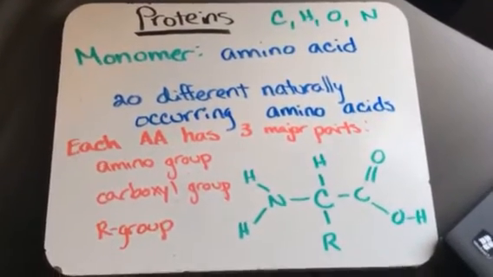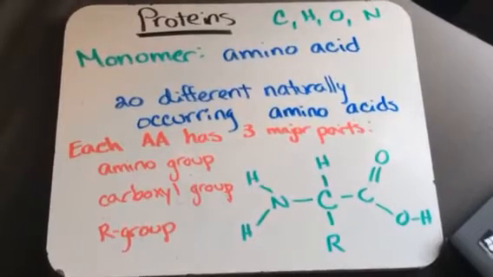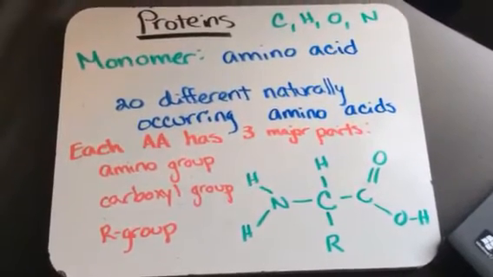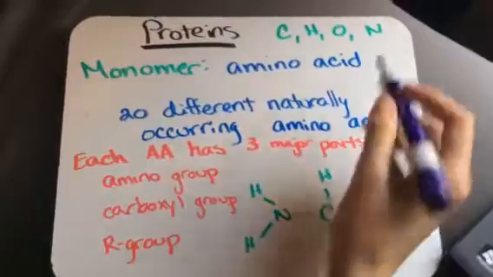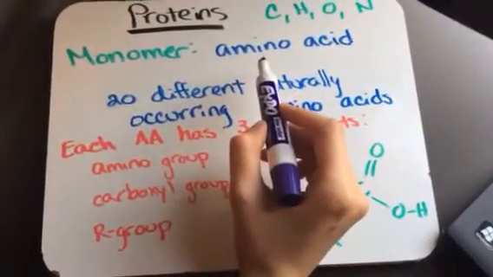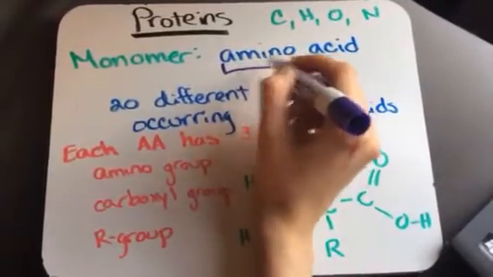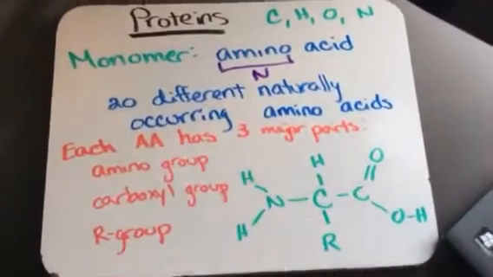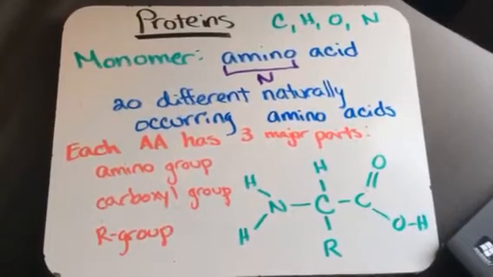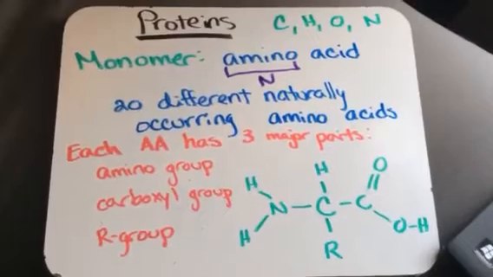Alright, today let's look at proteins. Proteins are another group of macromolecules. These in particular consist of carbon, hydrogen, oxygen, and nitrogen. Their monomers are called amino acids. The word amino actually means nitrogen. So anytime you see amino or amine or amide, it refers to the presence of nitrogen.